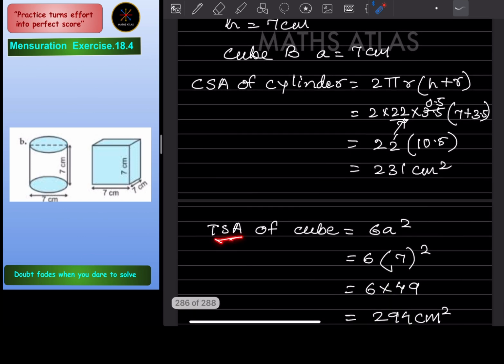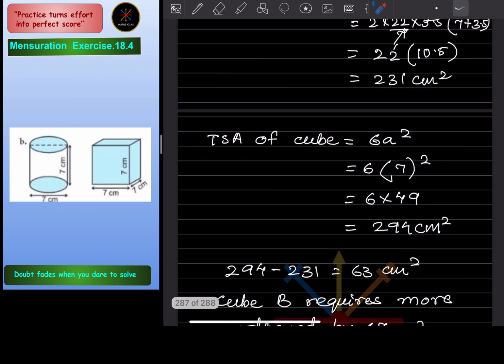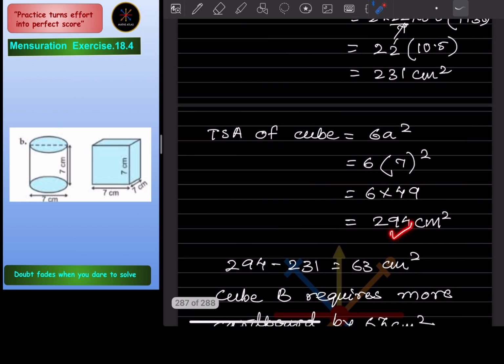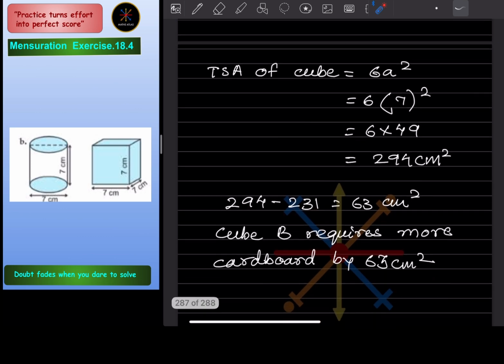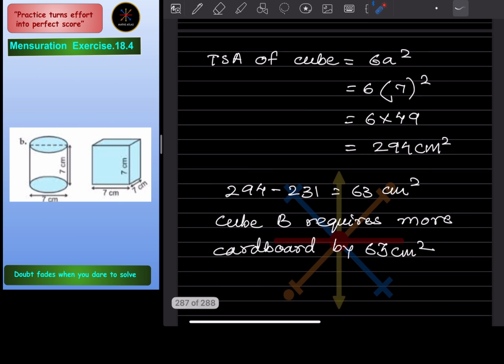And then TSA of cube. Because it's a cube, the formula is going to be 6a square. This 6 into the a, this is 7, so 7 square, this will be 49, 6 into 49, which is going to be 294 centimeters square. So now we will compare this and this one. Definitely this 294 is bigger, but by how much? They have asked by how much. So 294 minus 231, that is 63 centimeters square. So we can say cube B requires more cardboard by 63 centimeter square.